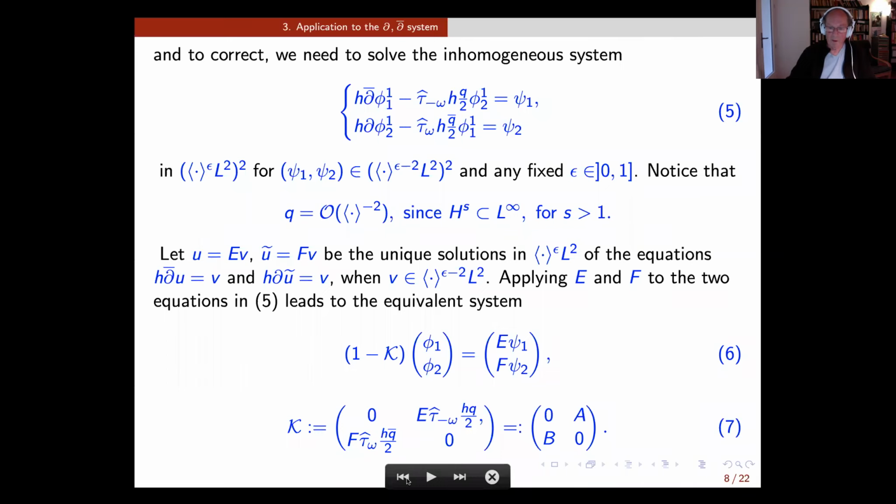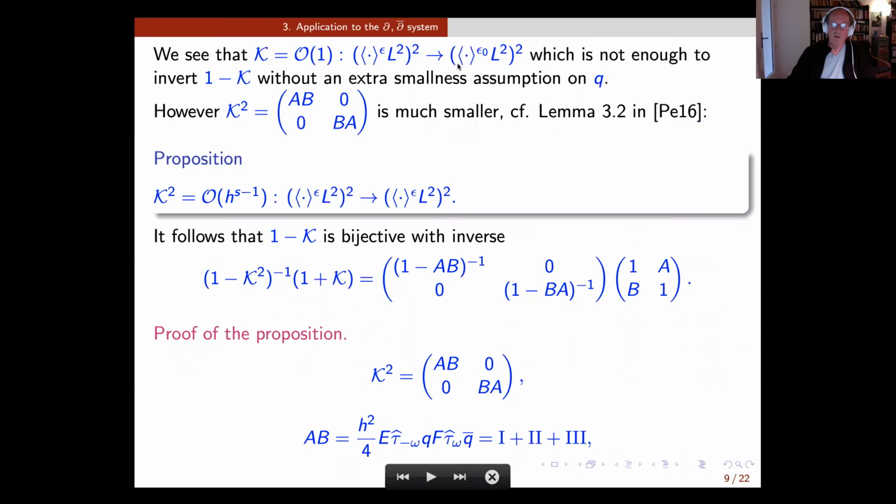Now, using our propositions about solving the d bar problem, we can see that this takes us from bracket z to the power epsilon L2 into itself. Because when I multiply here, I have an improvement, and then this is a unitary operator, and then I apply E, so I come back. Here I come to bracket z to the power epsilon minus 2, and then I apply E, and I'm back in bracket z to the power epsilon L2. And this is O of 1, so this is a uniformly bounded operator when h tends to 0. As I said here, sorry, this should be an epsilon, not an epsilon 0.